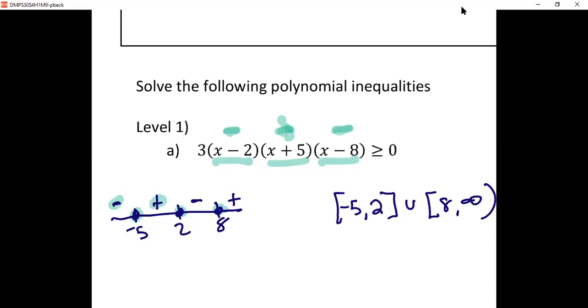If I plug in a 3, I will get a positive, positive, negative, which results in a negative. If I plug in a 10, I get positive, positive, positive, which is a positive. And now at this point, that's when I evaluate where this is greater than or equal to 0. It equals 0 at all 3 of those points, and it's greater everywhere in between.